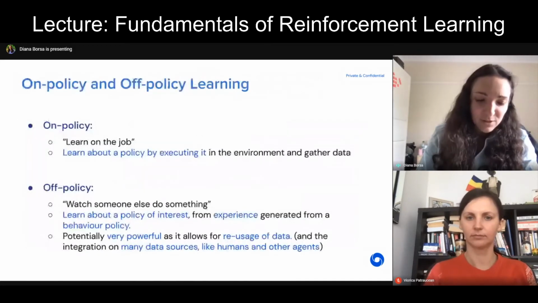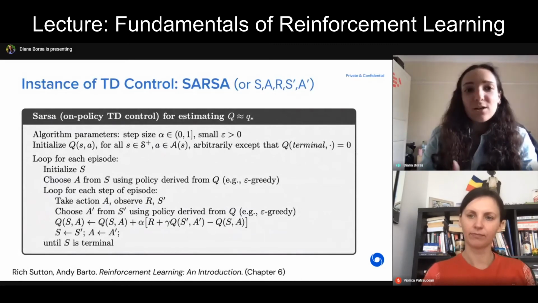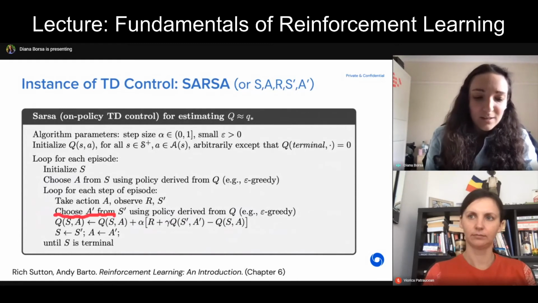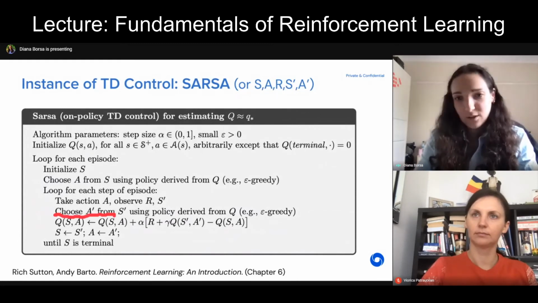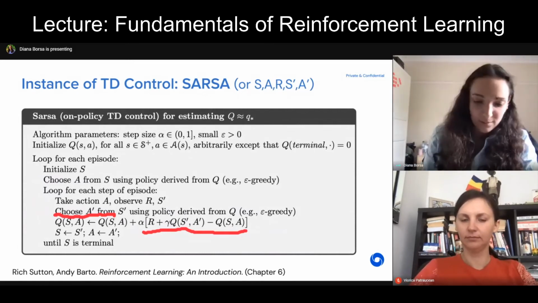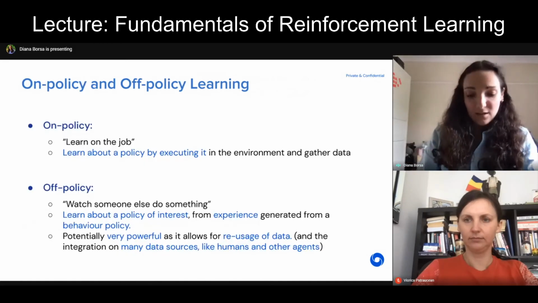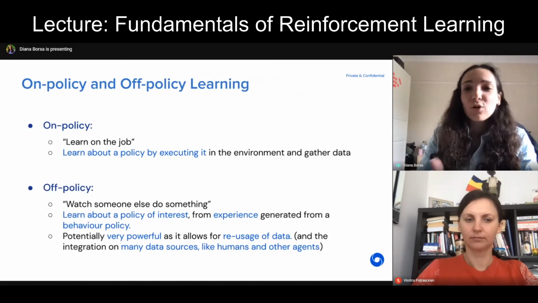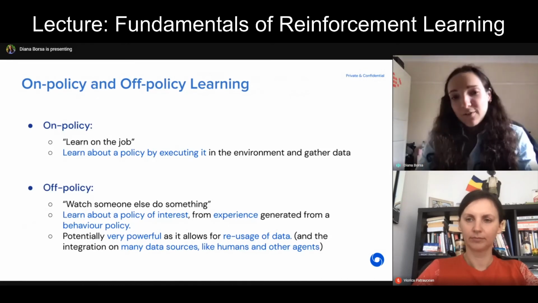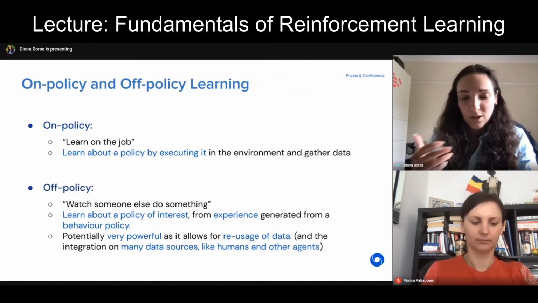Just to highlight the difference between these two algorithms: off-policy versus on-policy TD control. SARSA is an on-policy TD control method, where at each point in time we are trying to back up a policy that we're actually executing in the environment. The update is based on what we have done in the environment. Q-learning, on the other hand, is an off-policy method where we use the experience that another policy has generated in order to update the policy of interest. This is potentially very powerful because it allows for the reuse of previous data generation sources, like humans, other agents, or other policies. So this speeds up our learning and improves our sample complexity.